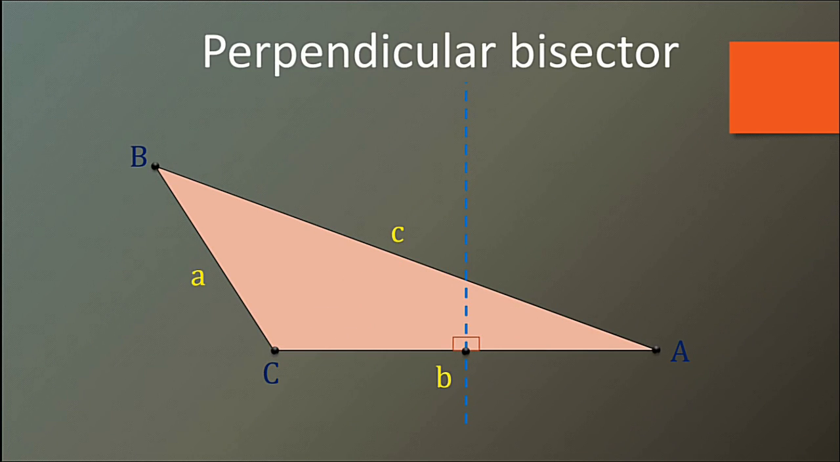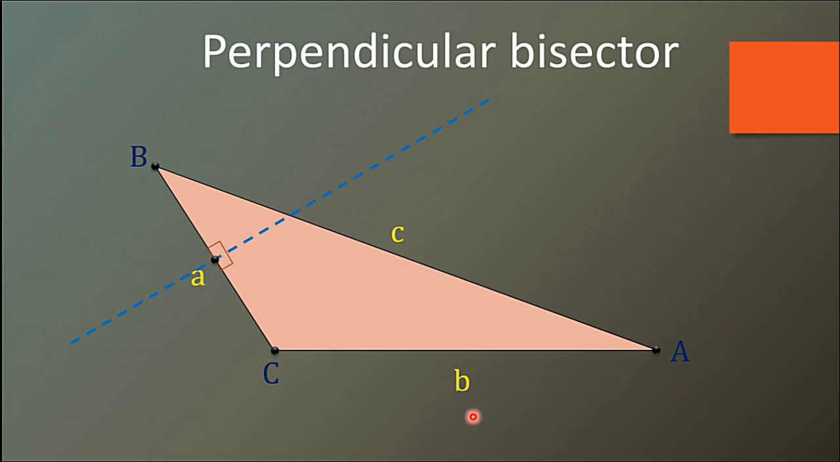The third thing we can do is bisect a side and draw a perpendicular line. Once again, the middle of a side is found, then a perpendicular line is drawn. This perpendicular bisector is shown by the blue dashed line for side B. In this case, we do not care about the vertices of the triangle, only the sides. Find the middle of the side and make a perpendicular line.